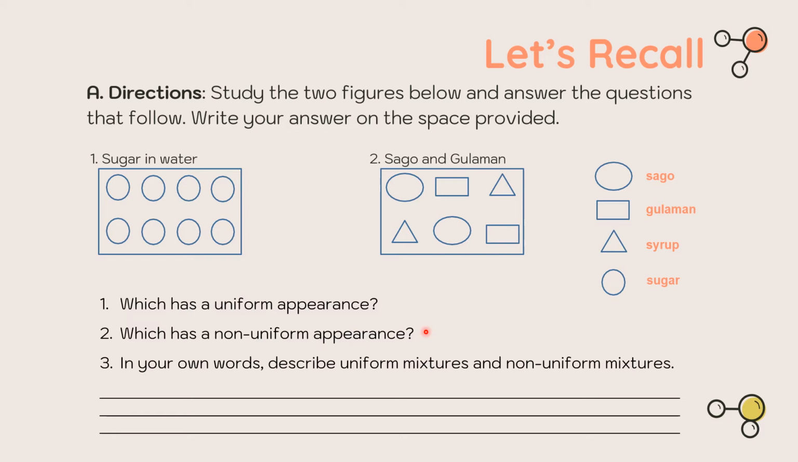How about number 3? Can you now describe the uniform appearance and the non-uniform appearance? You can create your own description of what is a uniform mixture and what is a non-uniform mixture based on our two figures represented above.